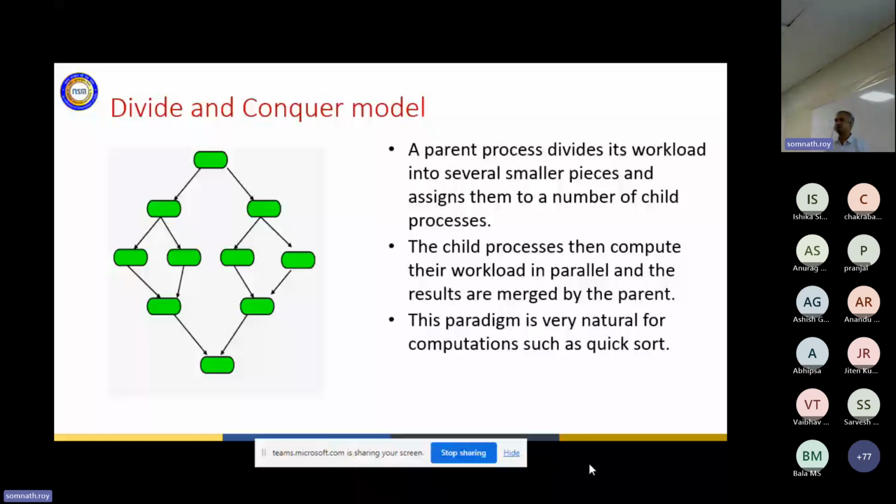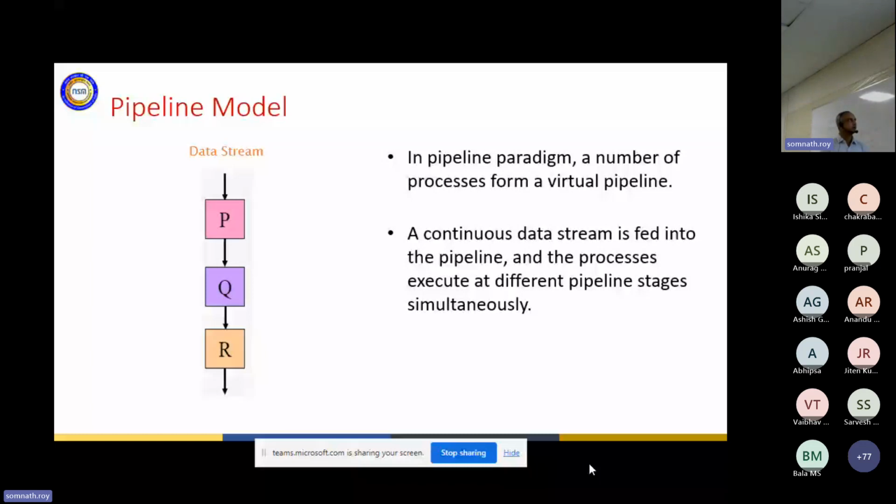And the pipeline model, this is good for streaming data, that is, when you are getting continuous data. It's very similar to the pipeline that I explained for the hardware. One set is processed by P, given to Q. While Q processes it, it goes on to R. While Q is processing the second set, P reads the next one. When R is processing the first set, Q is processing the second set, and P has read the third set. This is useful for streaming kind of things. Data is coming in real time, and you are processing as it comes and goes.